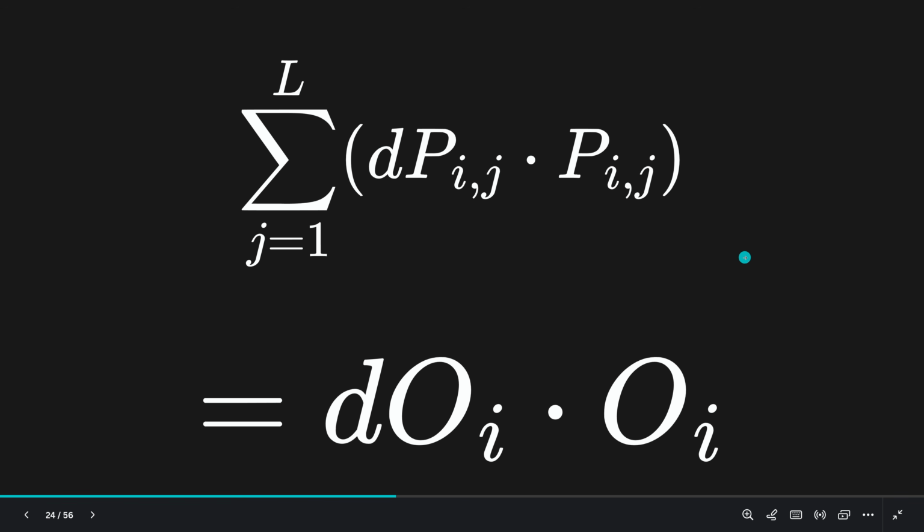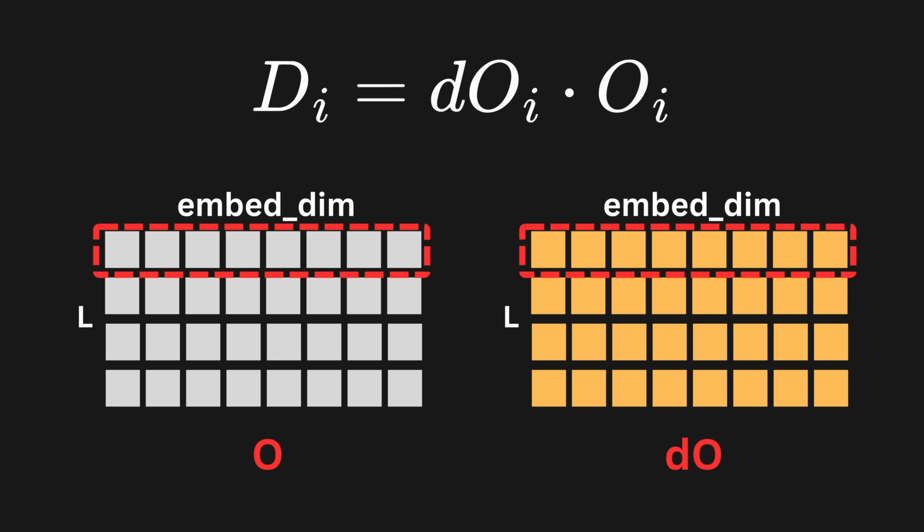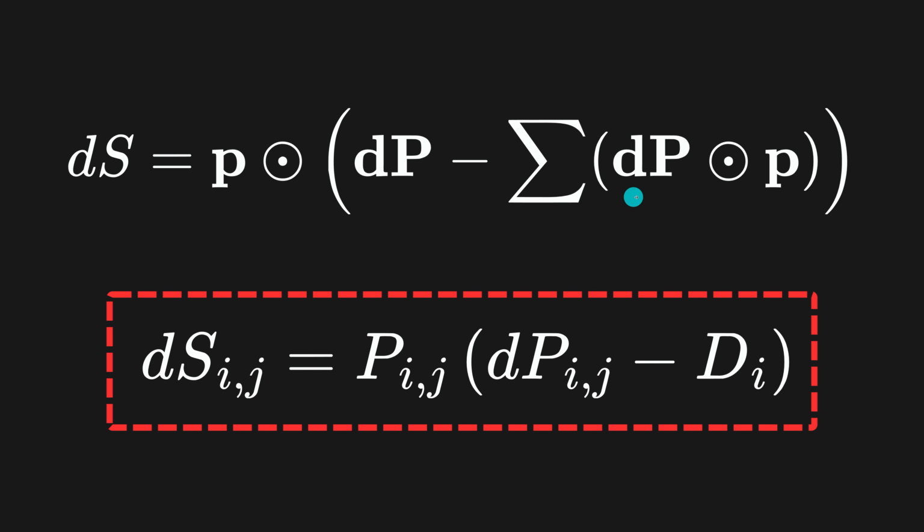And this is typically called the pre-processing step for the backward pass. So simply, I have my output, I have my derivative of the output. Let's just go ahead and multiply those values together, and that gives me this new constant called di. What do I do with di? Di is essentially just used right here. That's what this value is. The dot product between dp and p is simply just di.